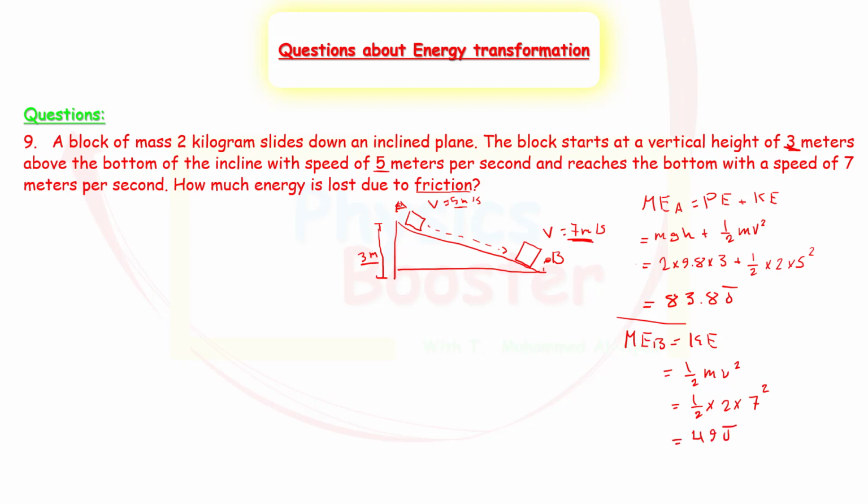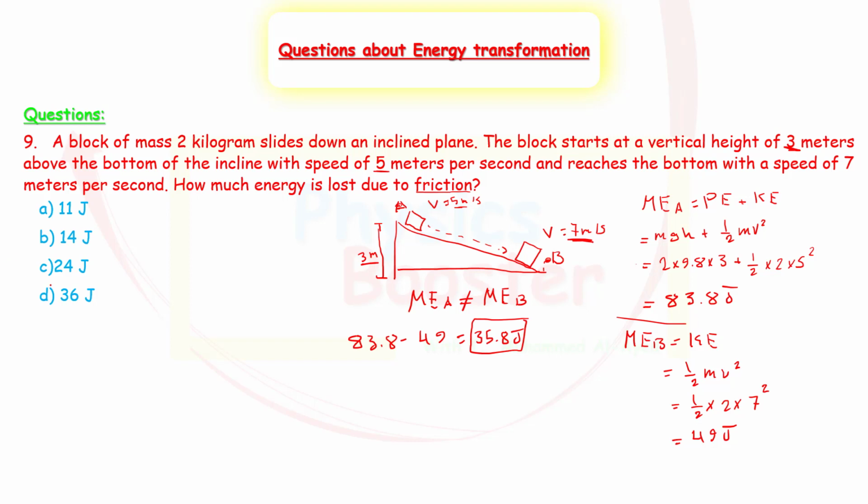We know that mechanical energy is conserved, but we can see that the mechanical energy at A is not equal to the mechanical energy at B. And the reason is that there is friction. So the difference between the mechanical energy at A and the mechanical energy at B is equal to the lost energy, because energy cannot be destroyed but can be transformed from one shape to another. So the answer will be simply like this. I will subtract 83.8 minus 49, and this will give us an answer equal to 35.8 joules. Well, this is our friction. And if we see the choices, the closest choice is D, which is 36 joules.